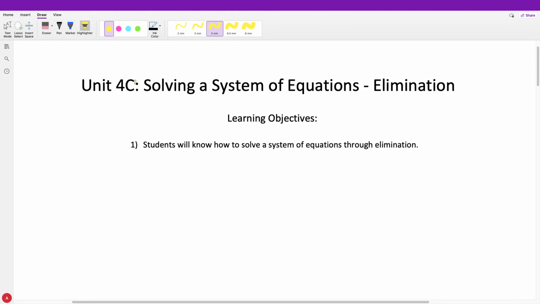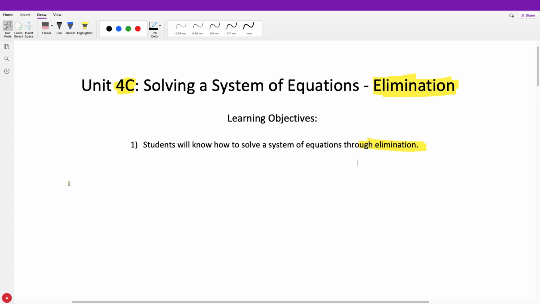So we're now moving on to video 4C of this unit. We're going to learn one more method to solve a system of equations, and this is the last method that we will learn. We've already talked about graphing, and we've already talked about substitution, and now we're going to learn elimination. By the end of this video, you're going to know how to solve a system of equations through elimination. So now we've learned three methods.